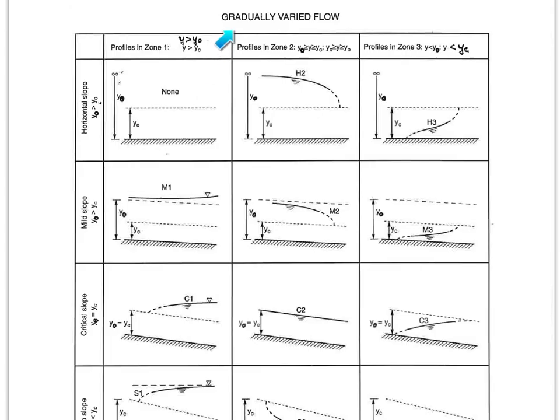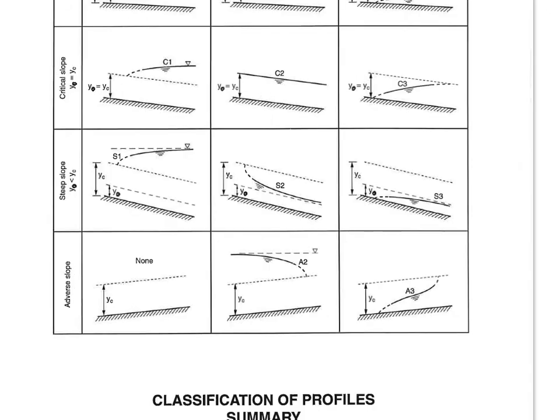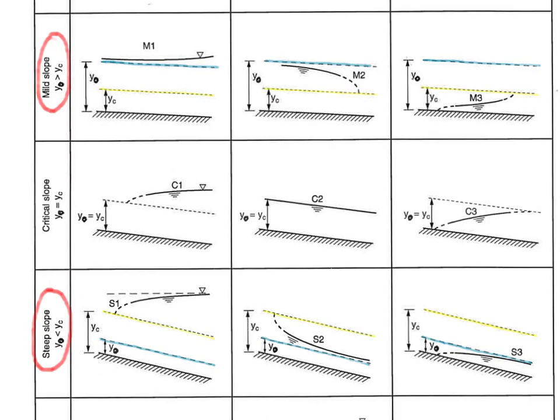First of all, what about flow profiles? Well, actually, technically there are 15 different profiles corresponding to horizontal, mild, critical, steep and adverse slopes. In practice, though, the only two that we really need to bother about are the mild slope profiles and the steep slope profiles. All the others are special cases of these two in general.